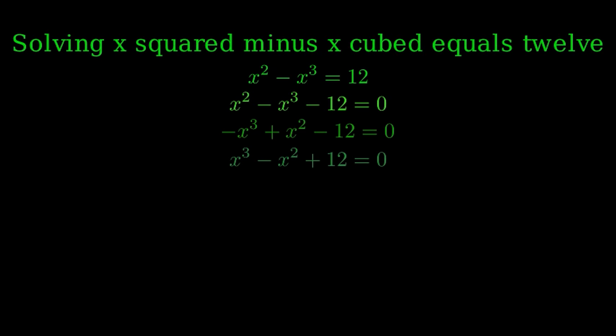We can factor out a -1 if we prefer positive leading coefficients. Let's try factoring or use the rational root theorem. Test some easy integer values for x, like x equals 1, 2, and minus 3.